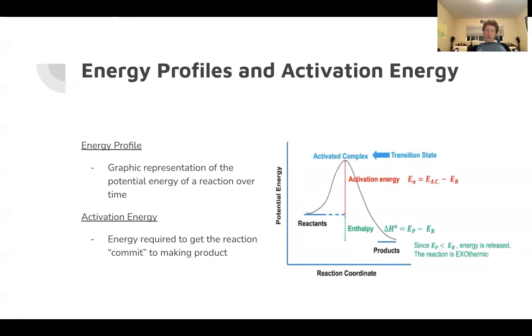And that gap between the line with the reactants and the top, the activated complex, is a graphic representation of the activation energy, which is the energy required to get the reaction to basically commit to making product, or at that point, all the bonds have been broken and it's creating product.